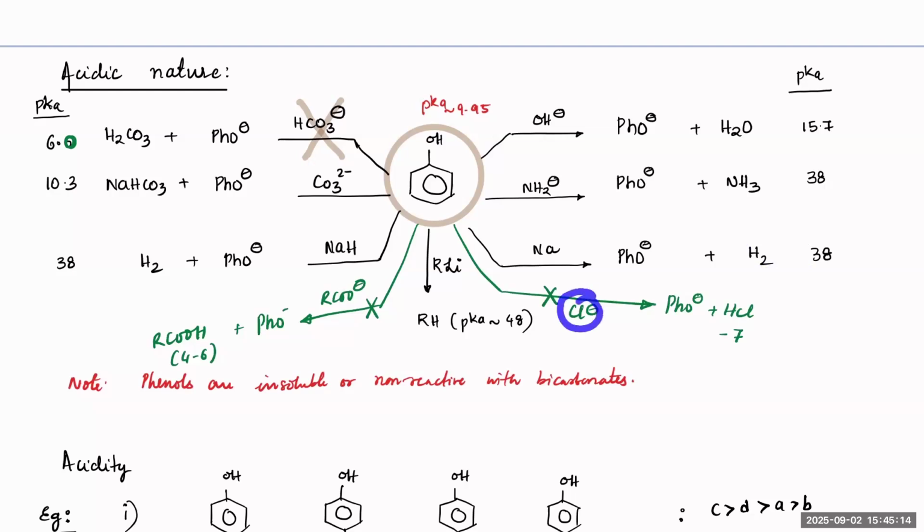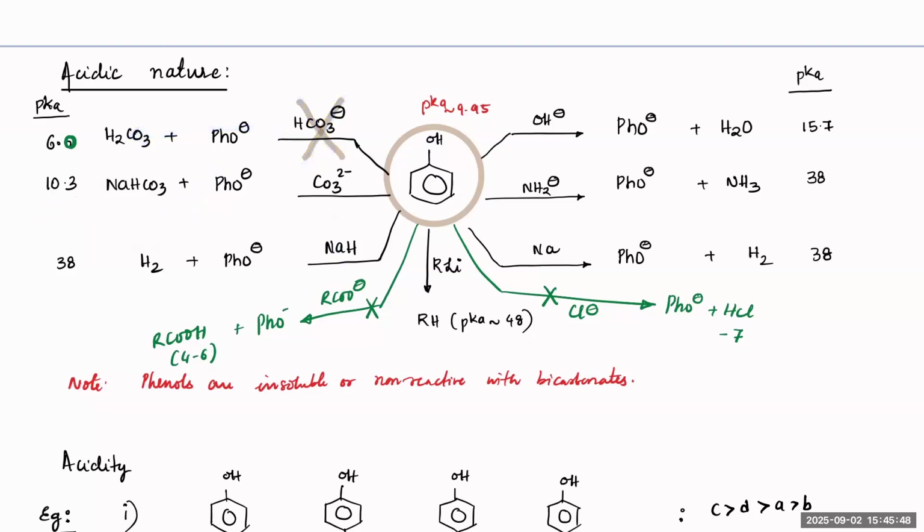With chlorine, you cannot get HCl because it is -7. So not feasible. RLi, R minus can take H plus, convert into alkane. Alkane has a very high pKa value, so highly feasible. Carboxylate, RCOO minus to get RCOOH, not feasible at all. H minus trying to give H2, definitely highly feasible. CO3 2 minus taking H plus, converting into bicarbonate, which is 10.3 pKa, this is feasible. But bicarbonate reaction, this is not feasible.